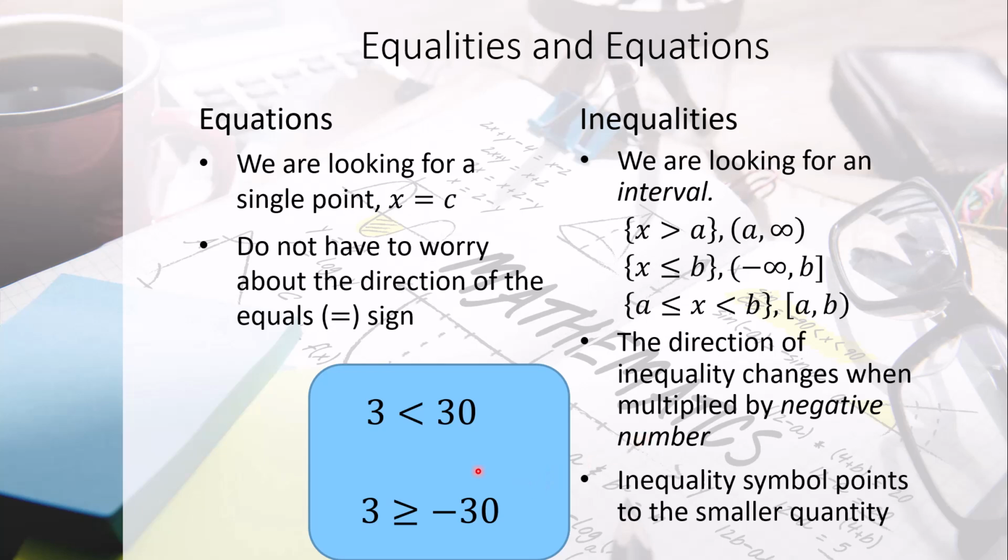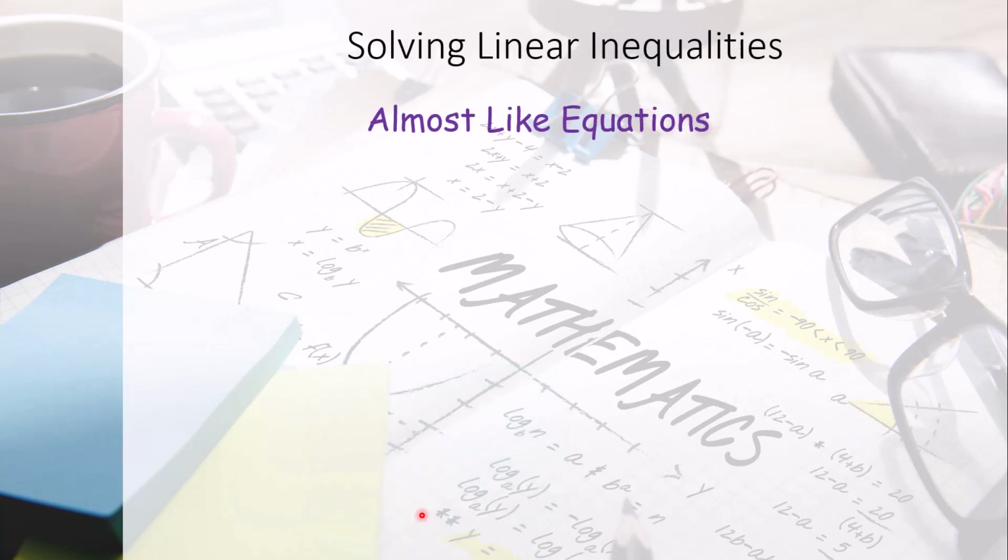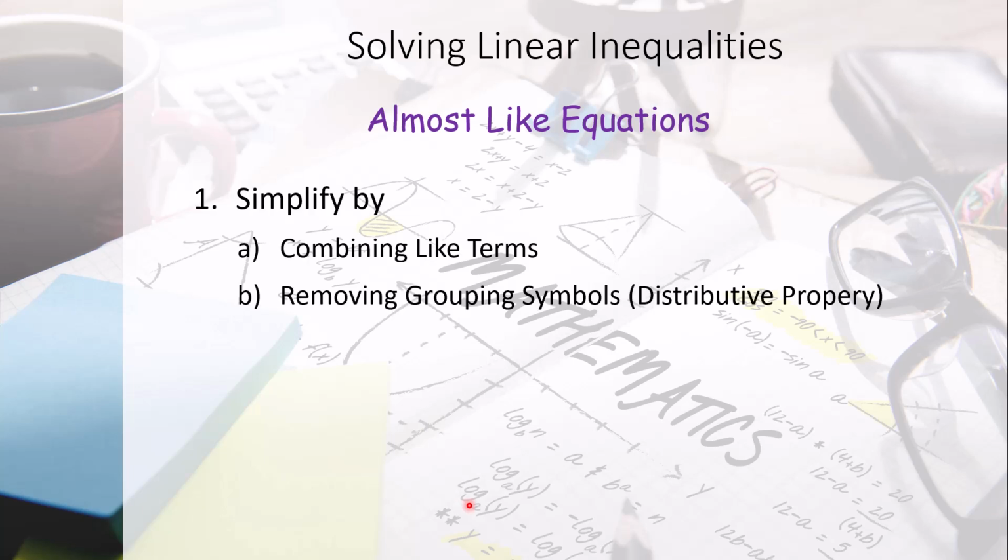And also remember, the direction of the inequality always points to the smaller number. So if we have 3 and 30, the inequality should always be pointing towards the 3, or if it's -30, the inequality should be pointing towards the negative. Again, always the smaller number. All right, and as I mentioned before, solving inequalities is just solving linear inequalities. It's just like solving equations, almost. We simplify it, and the approach is still the same.